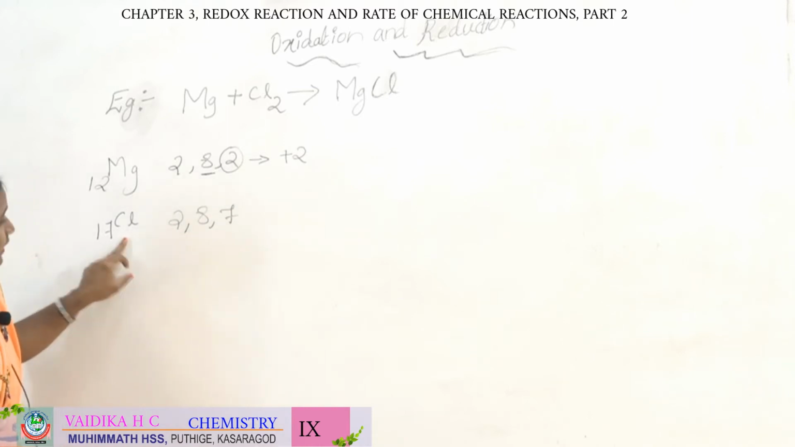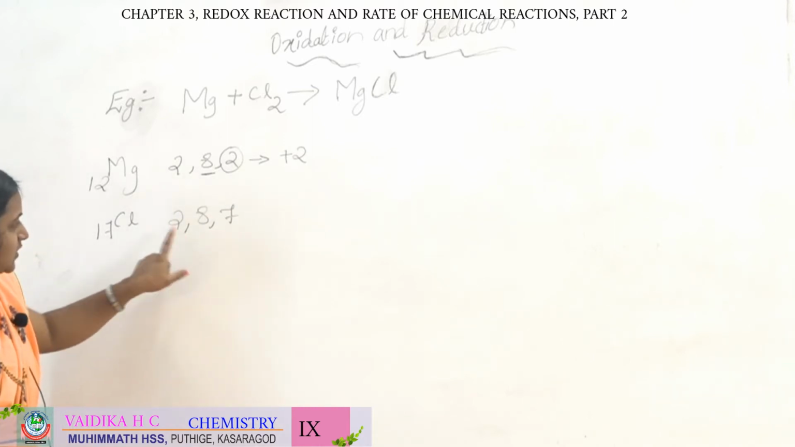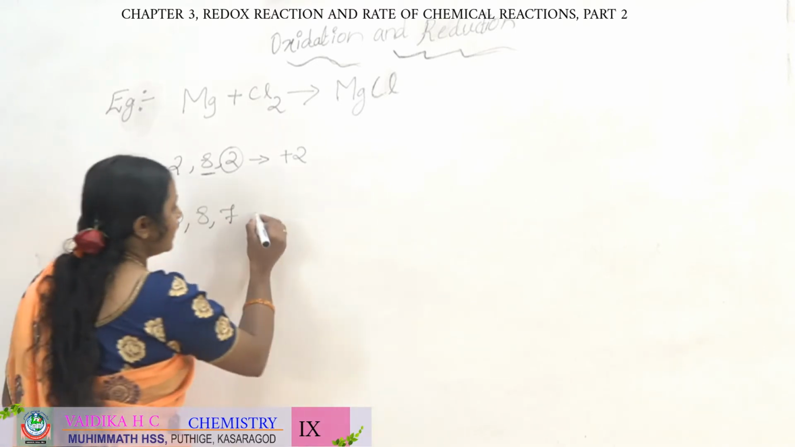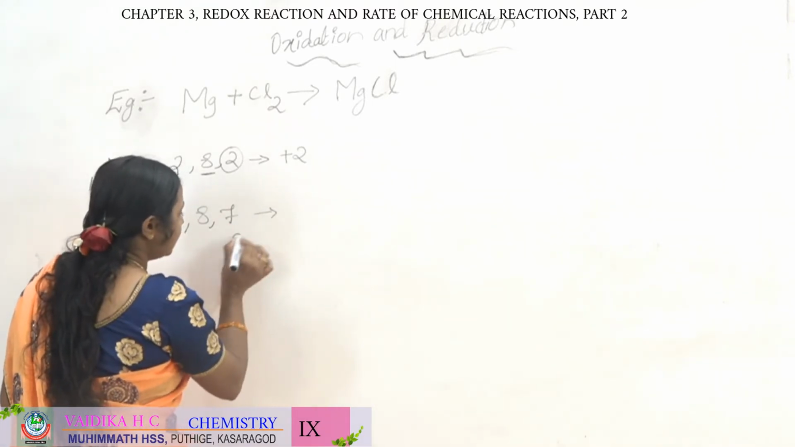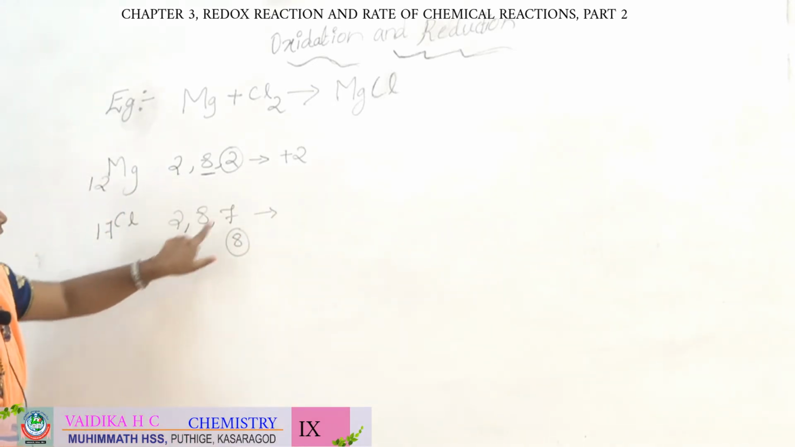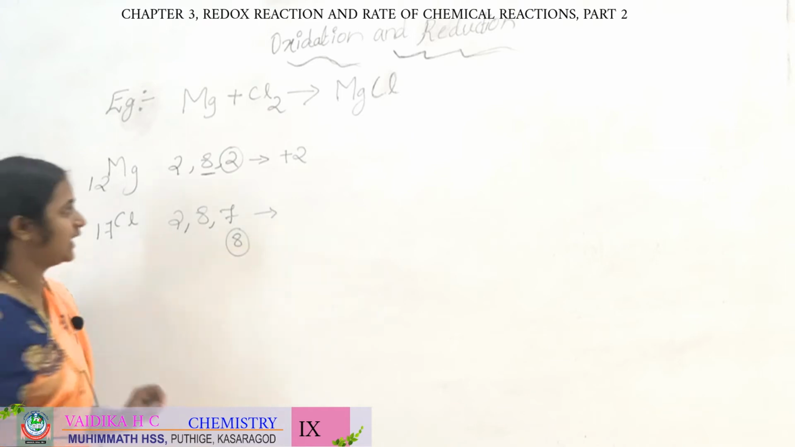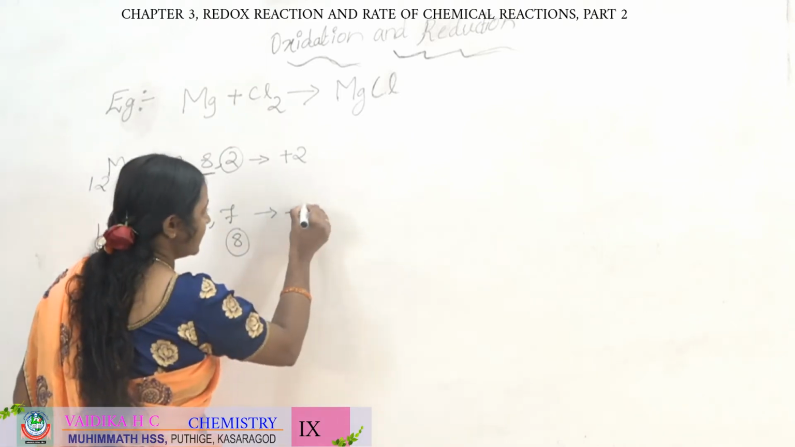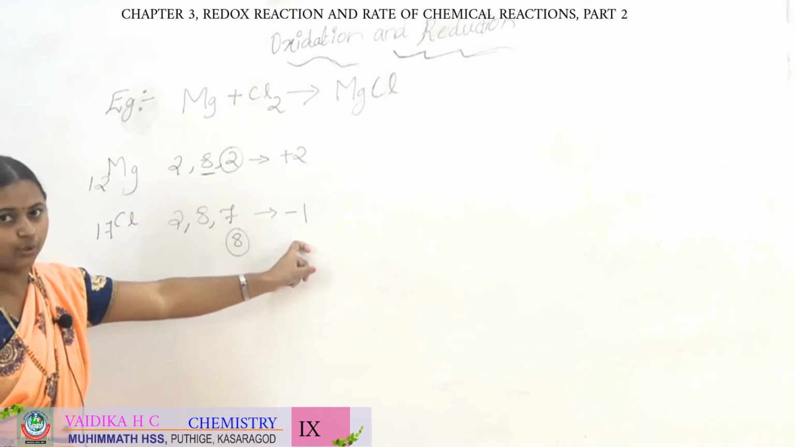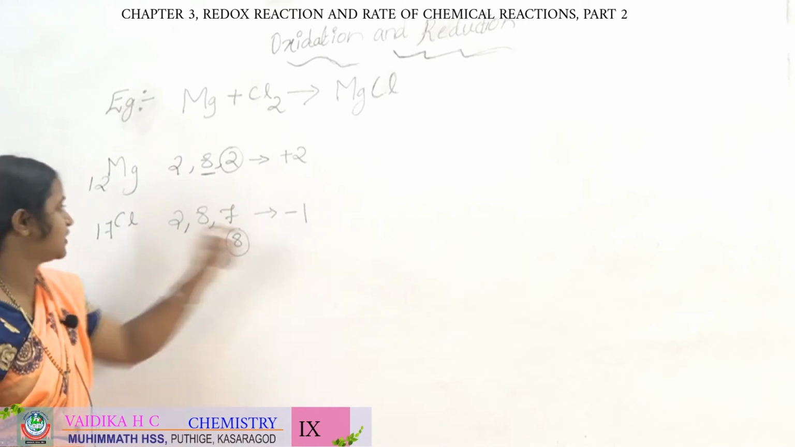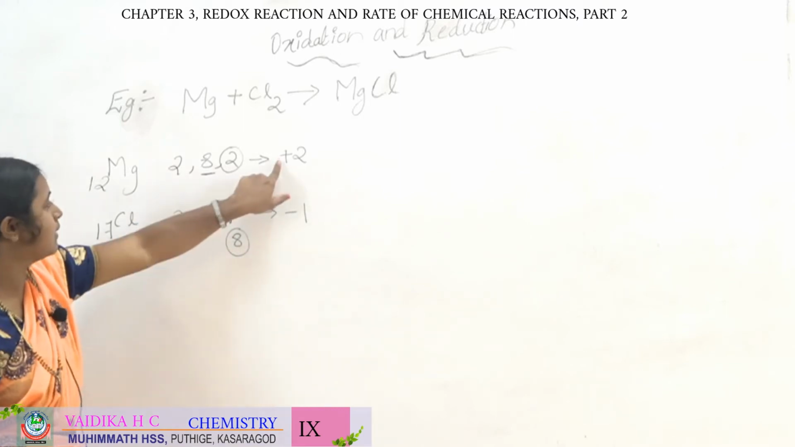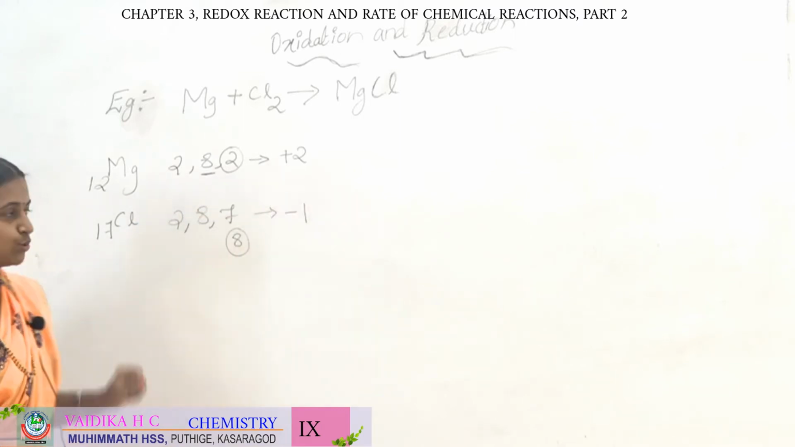And the chlorine, we wrote the electronic configuration as 2, 8, 7, right? To get 8 electrons in the outermost shell, what should it do? It will take 1 electron. That means minus 1. Taking or gaining the electron, it will be minus 1, right? So chlorine will take the minus 1 charge, and magnesium will take the plus 2 charge.